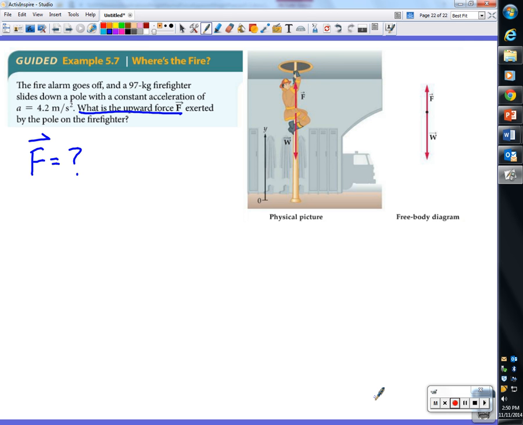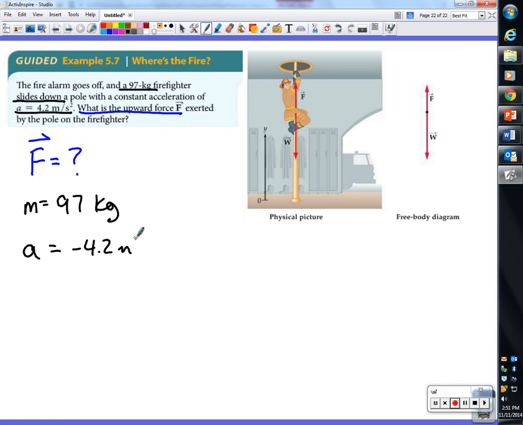It tells us that the mass of this firefighter is 97 kilograms, and he slides down with an acceleration of 4.2 meters per second squared. In this picture, they gave us a coordinate system where the floor is the origin and up is the positive y direction. So if the firefighter is sliding down the pole, that means his acceleration is going to be what?